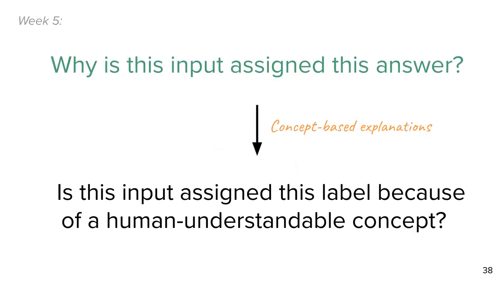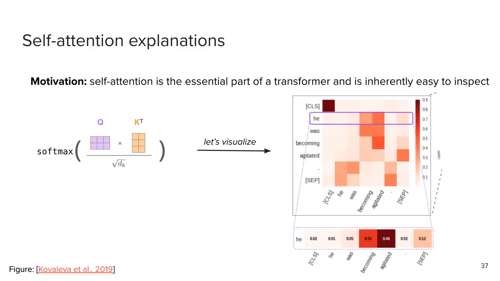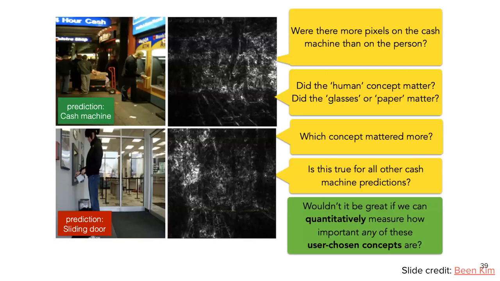We can go even higher. We have individual words, then connections between two words. We can talk about concepts. Concepts are really hard to define, and I don't want to even try to do that here, but it's something higher level in an image. Here, for example, we have two images. We have the prediction by a model that this is a cash machine, but here it's focusing on the sliding doors. If we use those gradient-based input attributions that I mentioned before, these are the attributions. What can you see from here? Do you get anything about why the model made these predictions?